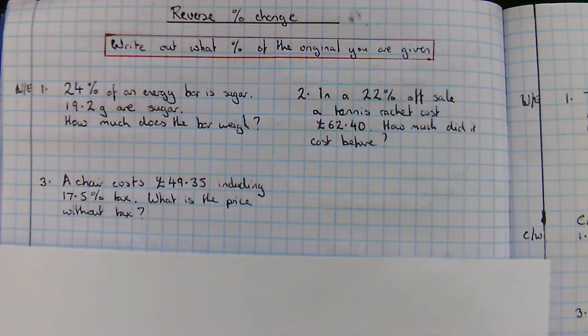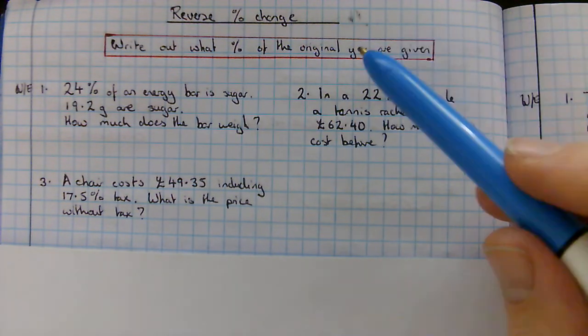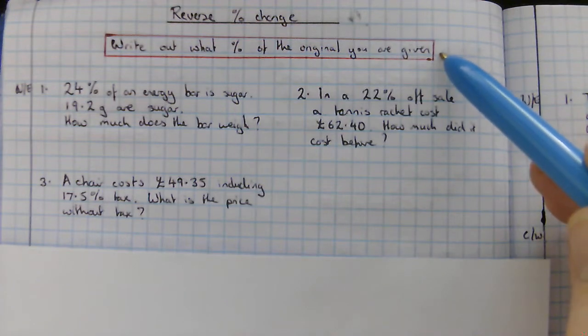So the next skill we're looking at for the topic of percentages is reverse percentage change. This is where you're given the percentage of an amount after a change has happened and you're trying to work out what the price or the value was originally. For this, it's absolutely key to write out the percentage of the original that you've been given.